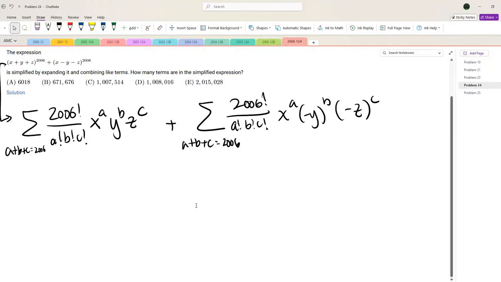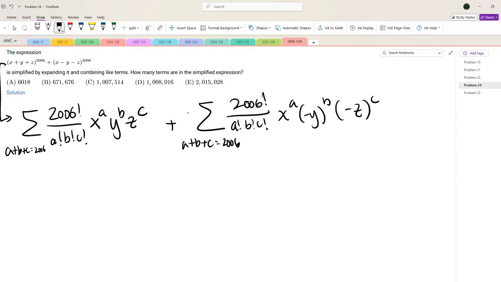So for the sum of these two terms, because the coefficients are the same, either the term doubles or it cancels out with the negatives. So we want to find, after subtracting the terms that cancel, how many terms are left.